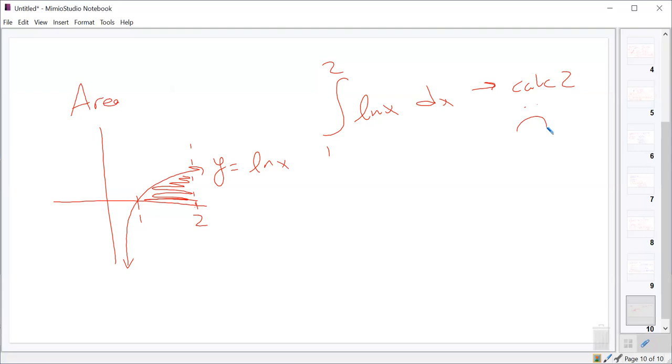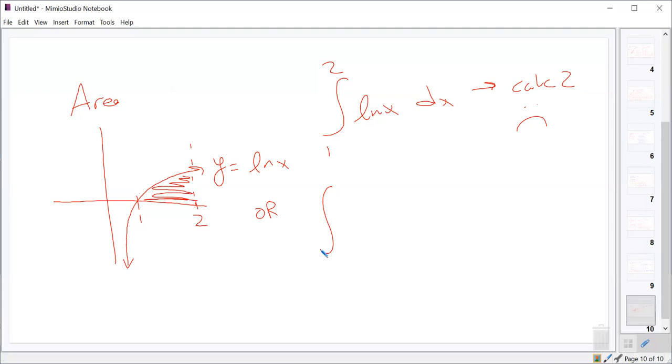So we can also integrate in terms of y. So we have to look at the rightmost function and the leftmost function. And we're going to integrate using y value. So what's the lowest y value in this region?